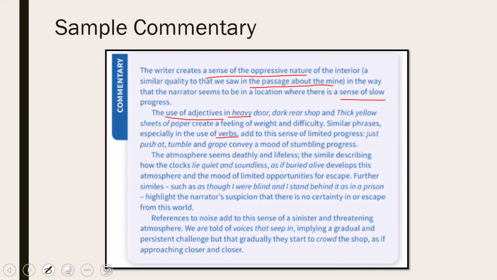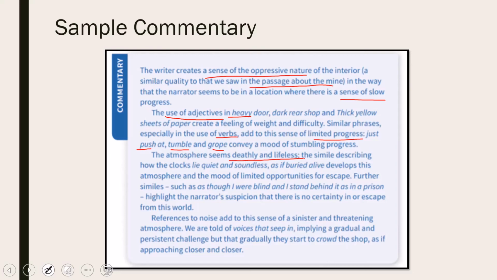The sense of limited progress. So limited progress going on, not much. Just push, tumble, grope convey a mood of stumbling progress. Means there are a lot of things there. You cannot find your way out. You are stuck there. The atmosphere seems deathly and lifeless. Do you feel the same? How the clocks lie quiet and soundless.